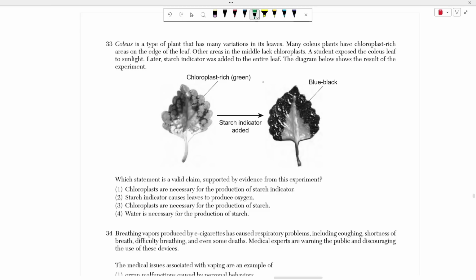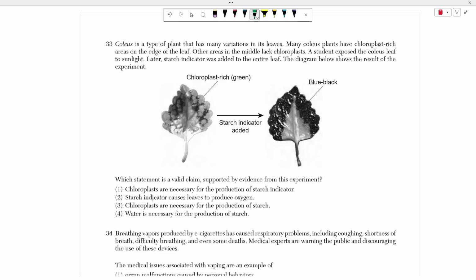33 says coleus is a type of plant that has many variations in its leaves. Many coleus plants have chloroplast-rich areas on the edge of the leaf. Other areas in the middle lack chloroplast. A student exposed the coleus leaf to sunlight. Later, a starch indicator was added to the entire leaf. The diagram shows the result of the experiment. So, which statement is a valid claim supported by evidence from the experiment?